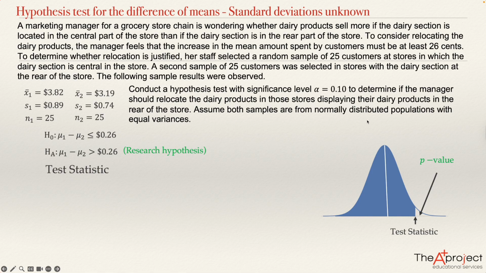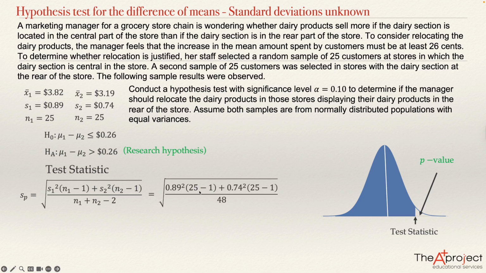Because we are assuming that the populations have equal variance, we need to use a pooled standard deviation. All the values that are in this formula, we have, so we need just to substitute these values and we obtain 0.8184. So that will be SP. I'm computing this because in the formula of the test statistic for the hypothesis test of the difference of means, we have this SP. So we have this value 0.8184 as the pooled standard deviation.